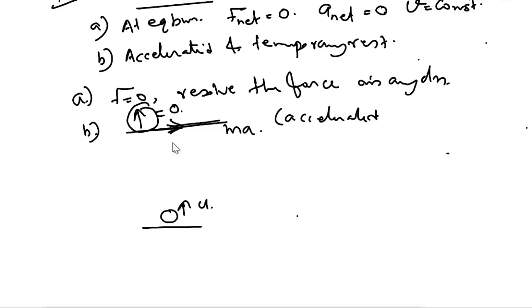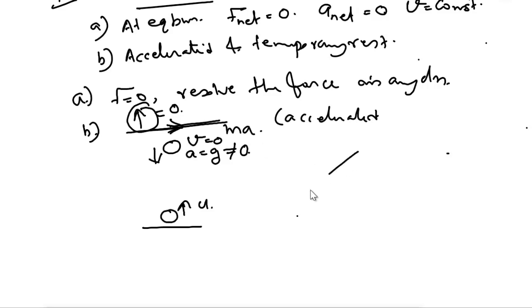When it is reaching the maximum height, what will be its velocity? Velocity will become equal to 0. But at that time, acceleration is g. That means it is not equal to 0. Right? So acceleration is acting in the downward direction. It is not equal to 0. That is, here the object is temporarily at rest.